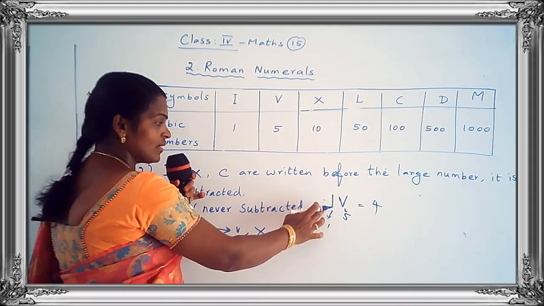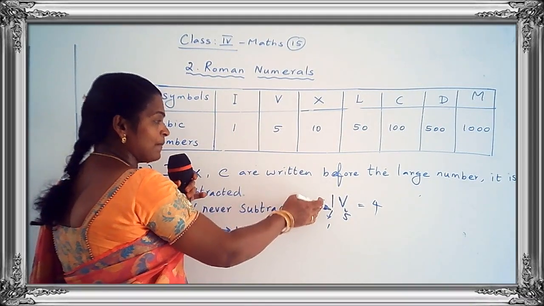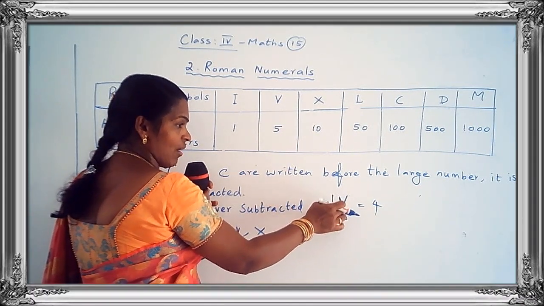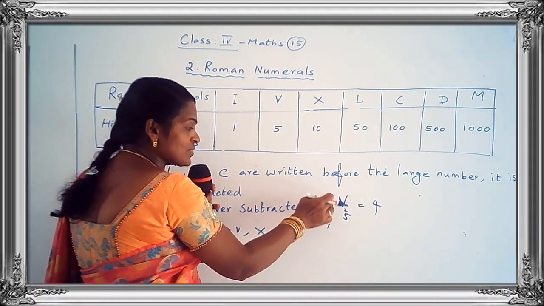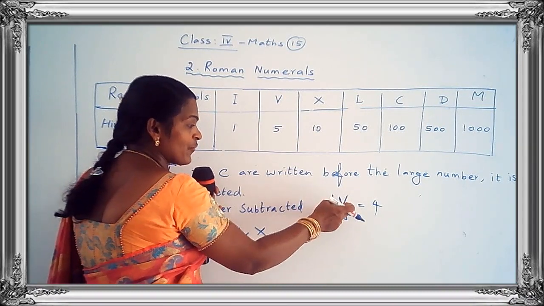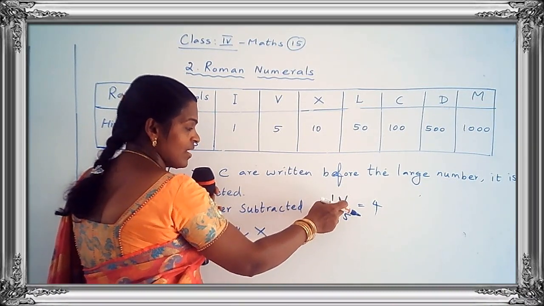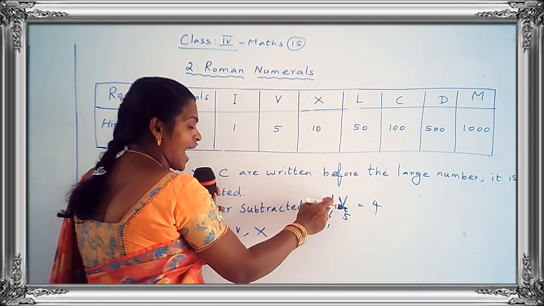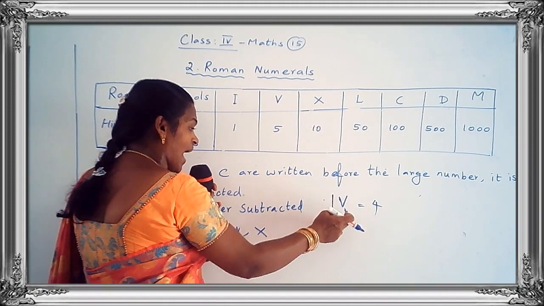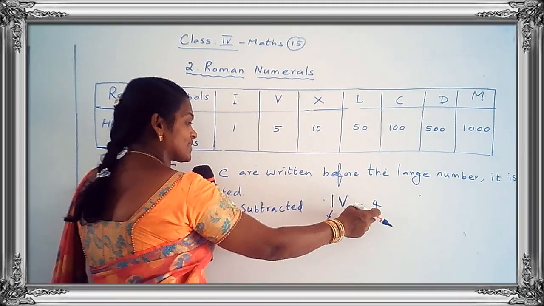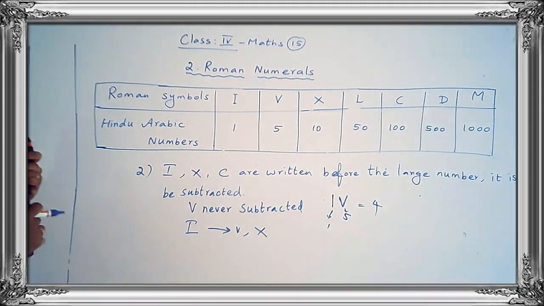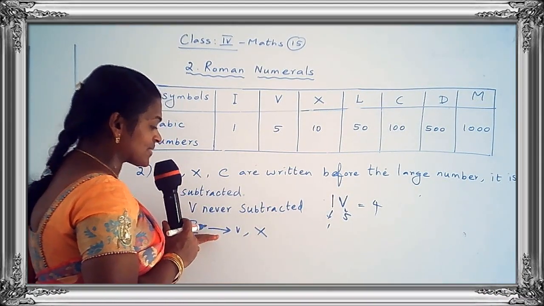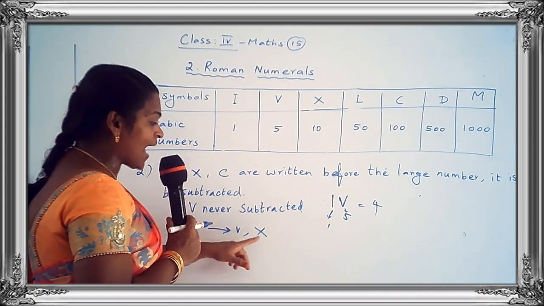Okay, now clear? Take your class, for example, 4th standard. Okay, so 4th standard means IV only. All of you know, yes? So now you see that I is written before the large number V. So that's why it is to be subtracted. Okay, so V minus I is equal to 5 minus 1 is equal to, your answer is 4. Okay children, here V is never subtracted, but I can be subtracted from only V and X only.